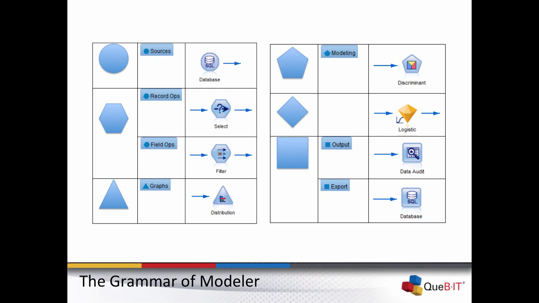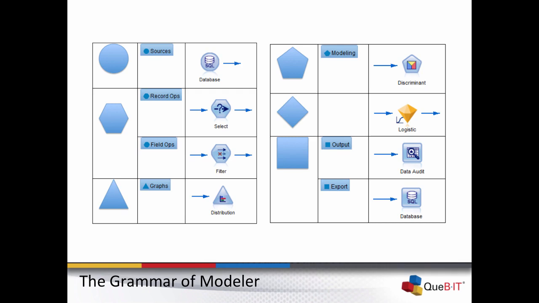Now, let's talk about the triangles. Graphs are all triangular in shape. And you notice here that there's an arrow going into a distribution node. Arrows only go into graphs, and then graphs are then presented to the screen. So in a sense, the data flow terminates there. Sometimes folks will refer to triangles, pentagons, and squares as terminal nodes, meaning that the arrows go in but don't come out. Okay, let's take a look at the next one.